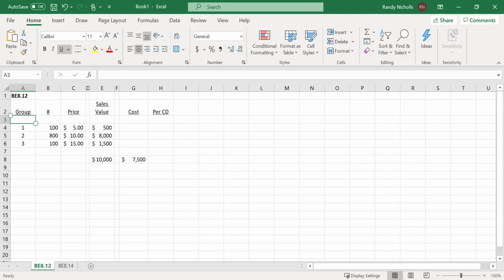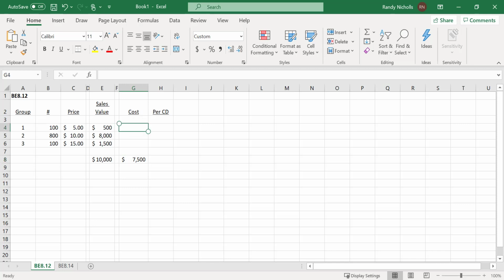I have the three groups of CDs, 100 of group 1, 800 of group 2, and 100 of group 3. These are just the numbers out of the question. Here's the selling price that they've said these CDs are going to sell for. So here's the sales value. So in total, I plan on selling these CDs for $10,000, but I only paid $7,500. So to figure out a cost per CD, I need to allocate it to those CDs so it gets $7,500. And what they want is relative sales value.